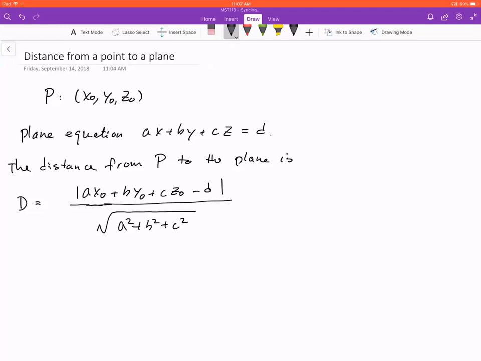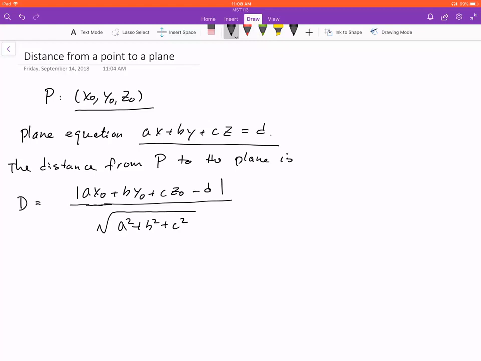Using vectors, we can find many interesting things. Here is an example. If you have a plane whose equation is ax + by + cz = d, and you have another point P, either on the plane or not, then you can find the distance from P to the plane using this formula.